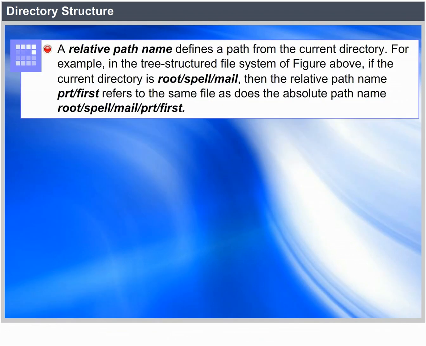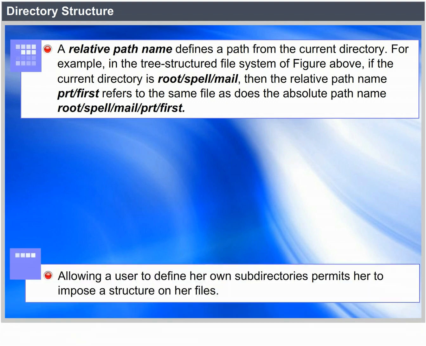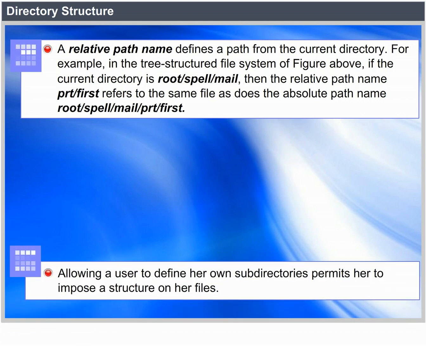For example, in the tree-structured file system in the figure above, if the current directory is root/spell/mail, then the relative path name prt/first refers to the same file as does the absolute path name root/spell/mail/prt/first. Allowing a user to define her own subdirectories permits her to impose a structure on her files.